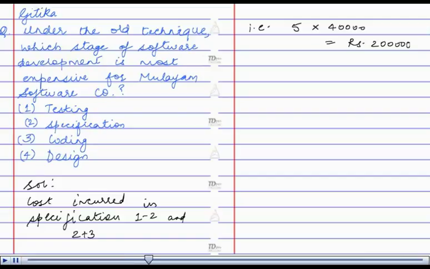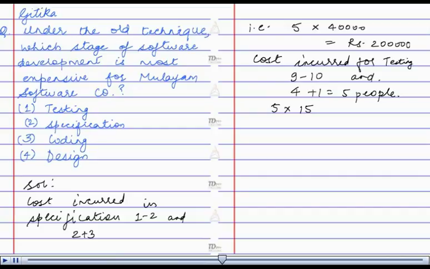Again, for the second option we have cost rupees 2 lakh. For the first option, that is for testing, cost incurred is number of months involved 9 to 10 and number of people involved is 4 plus 1, that is 5 people, and the cost per man per month for testing is 15,000, that is 5 into 15,000. This is equal to rupees 75,000.